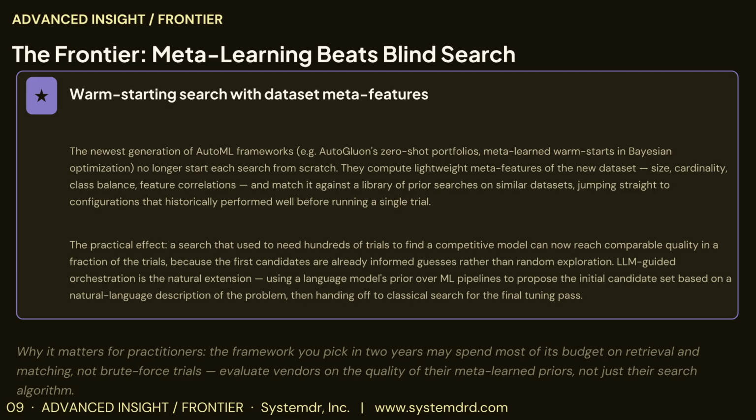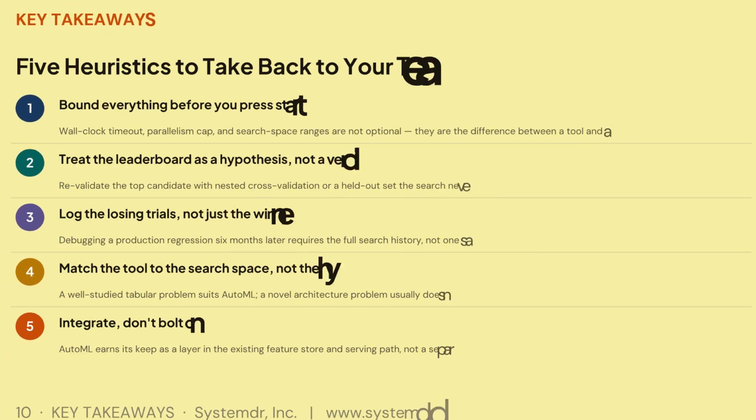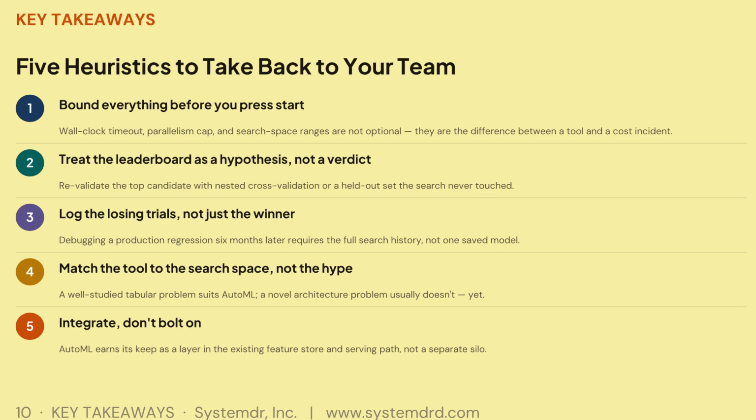The framework you choose 2 years from now may spend most of its compute budget on retrieval and matching against prior searches, not on brute force trials. When you're evaluating vendors, look at the quality of their meta-learned priors, not just the sophistication of their search algorithm. Let's consolidate everything into 5 heuristics you can bring back to your team today.